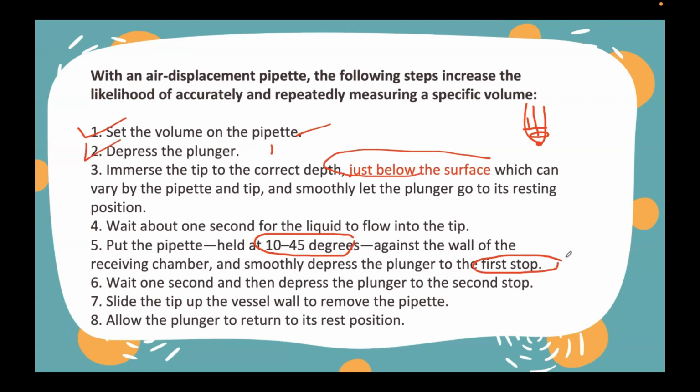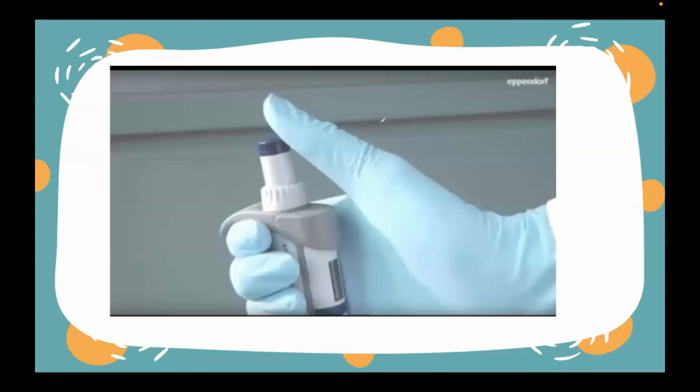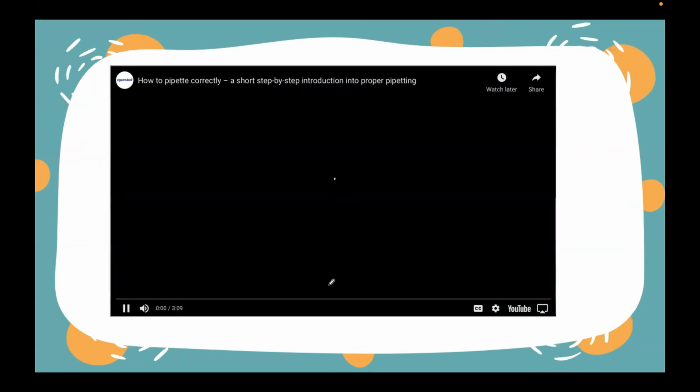Okay, next. Wait 1 second and depress the plunger to the second stop. Huwag pong kalilimutan. Slide the tip up the vessel wall to remove the pipette and allow the plunger to return to its position. So, ano yung sinasabi mo dyan, ma'am? Pakikabisado po muna tong step. And then, i-apply natin siya sa video na mapapanood natin. Okay?